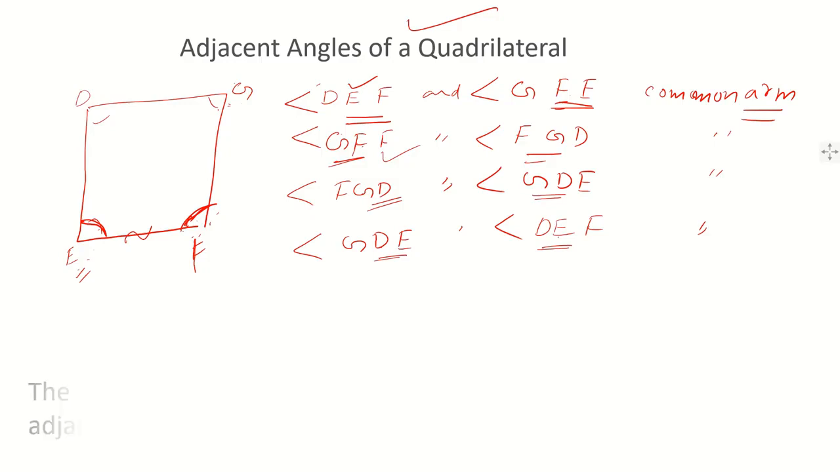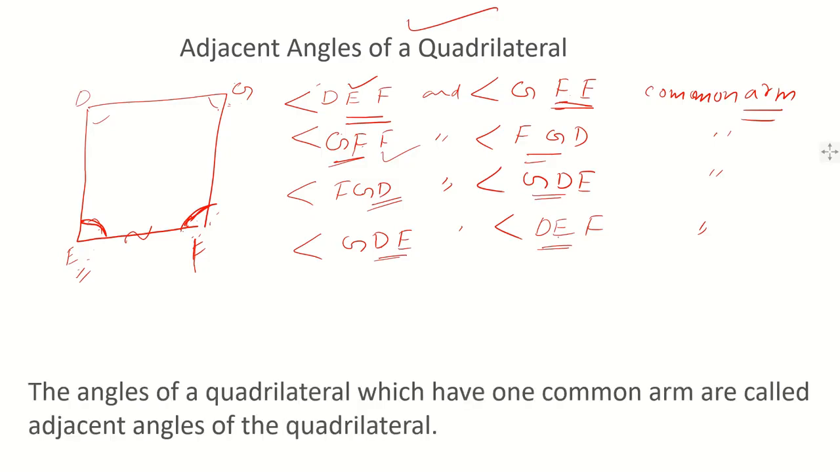Adjacent angles are angles of a quadrilateral which have at least one common arm. अगर ऐसे है तो opposite angle क्या होगा फिर?